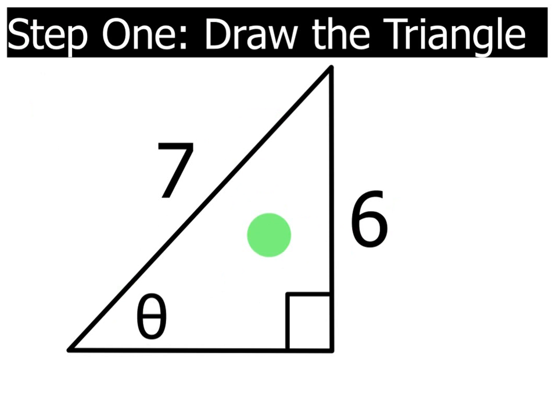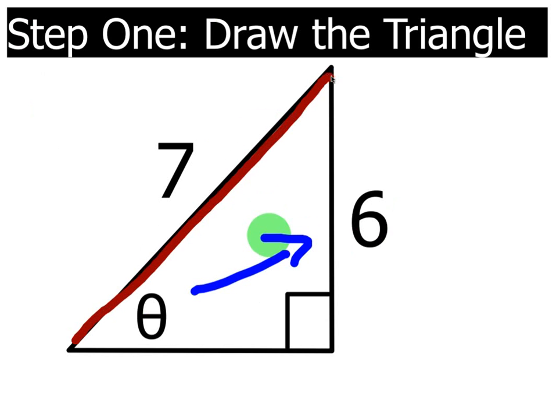And sometimes I like to do this as well. Opposite, I like to maybe draw an arrow away from the angle. And then, of course, the hypotenuse is always opposite the right angle. So there you go.